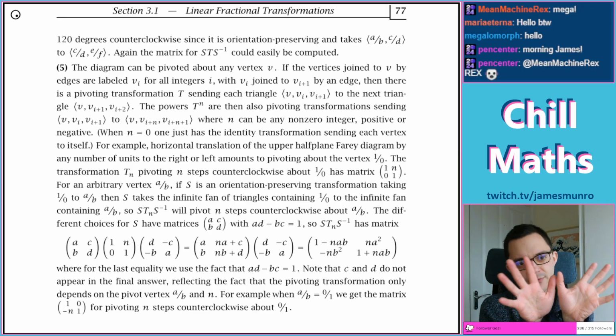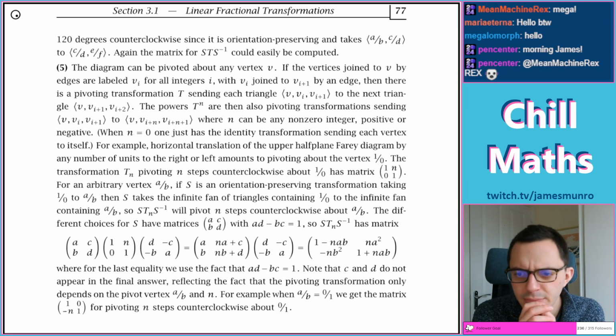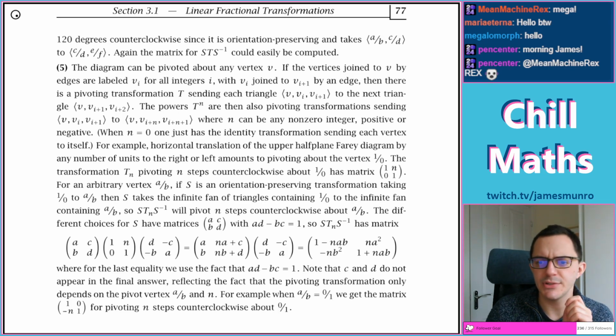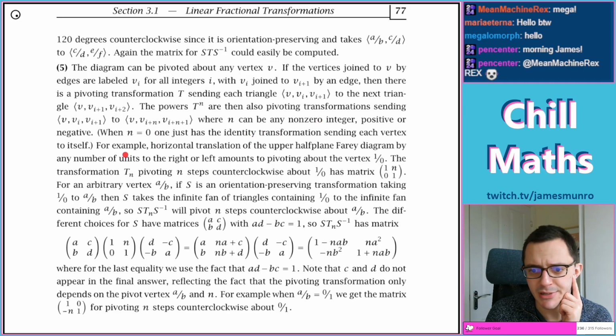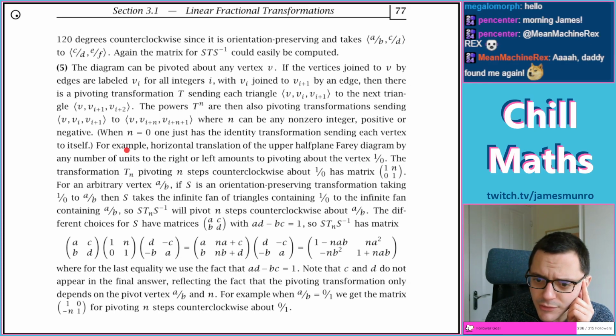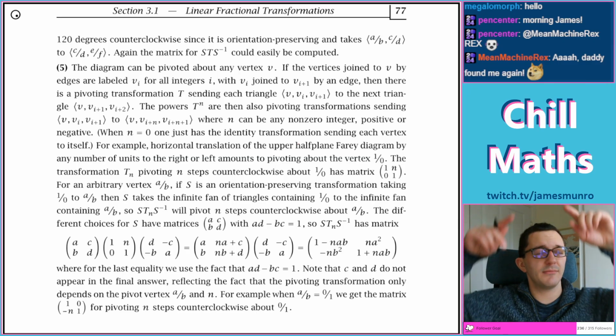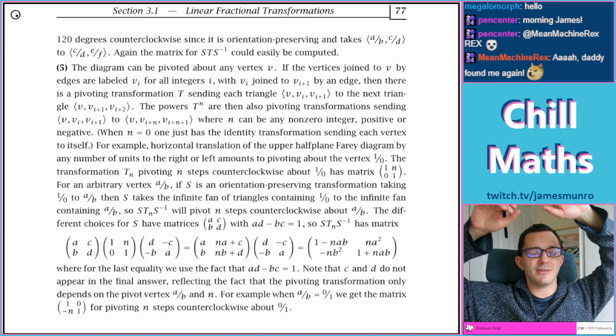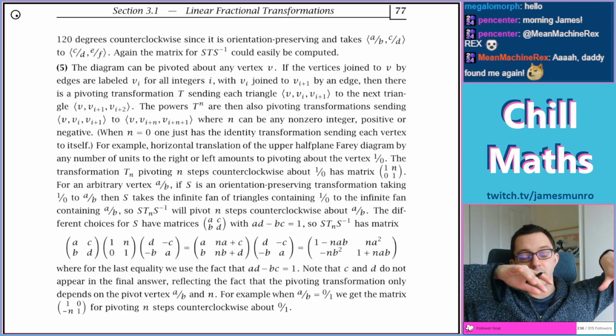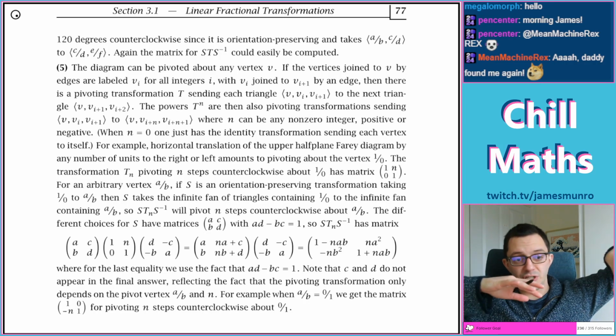And the idea is to just move one along. Powers, and I guess including powers of the inverse. Also pivoting transformations, sending this to that. Yeah, positive or negative identity or inverses will be necessary, right? So horizontal means pivoting about the vertex 1, 0, because 1, 0 is right up at infinity and connected to all the integers. So then shifting along by an integer just changes which integer you're joined to.